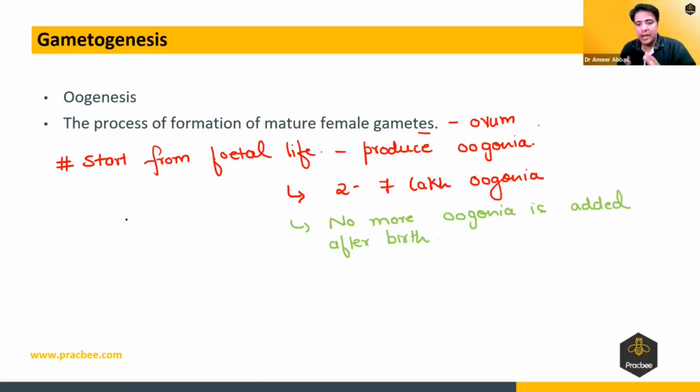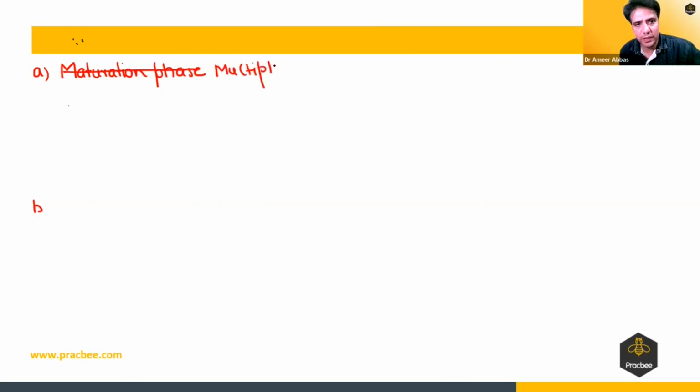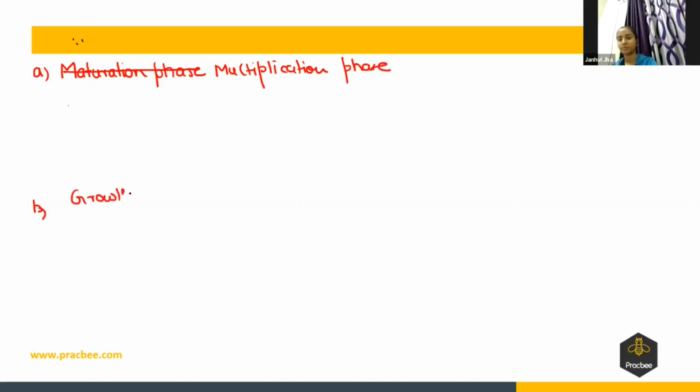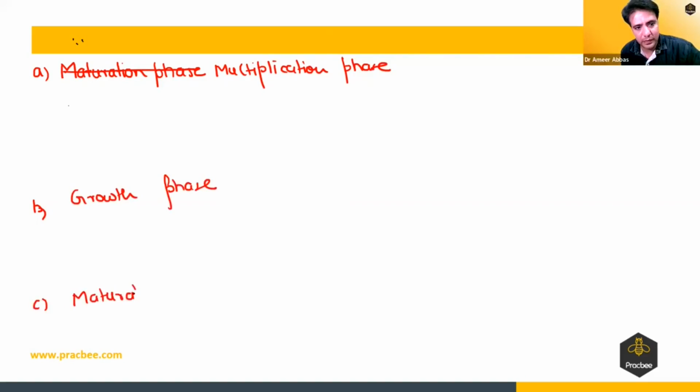So as soon as the oogonia start producing, they follow certain phases: multiplication, growth, and maturation phase. So we will discuss this also. So what happens in gametogenesis? It follows 3 phases. Number 1 is multiplication phase, not maturation, multiplication phase. Number 2, growth phase. And number 3, maturation phase.